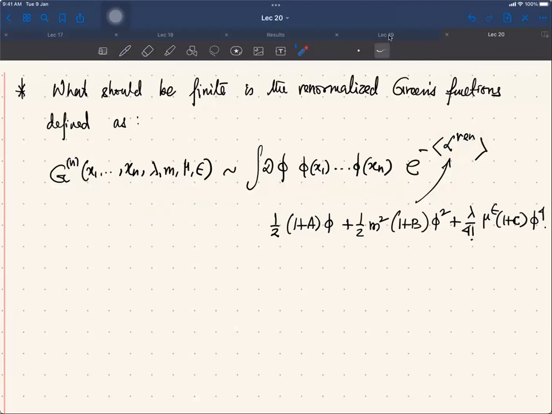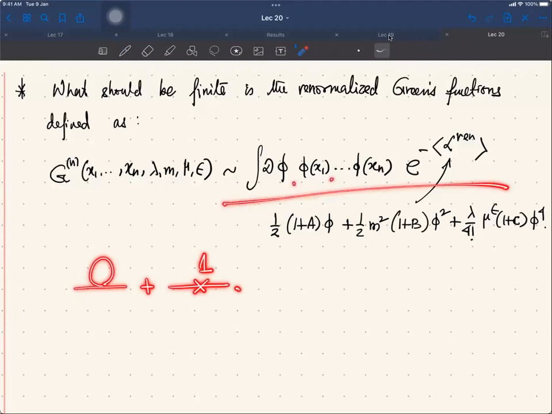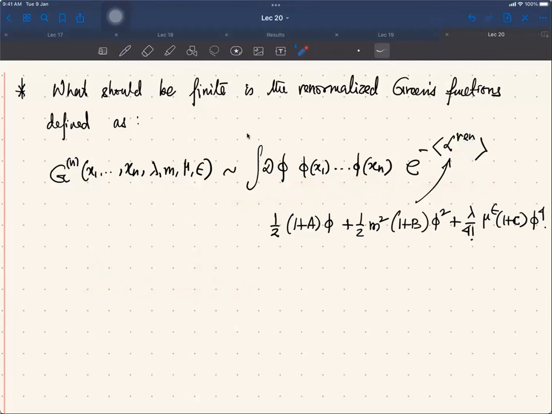So that means that the process of adding counter terms and making the Green's function finite is equivalent to calculating this object, where we have not phi zeros but phi's, but the path integral is being done with the renormalized Lagrangian. Okay, so this is the renormalized Green's function.